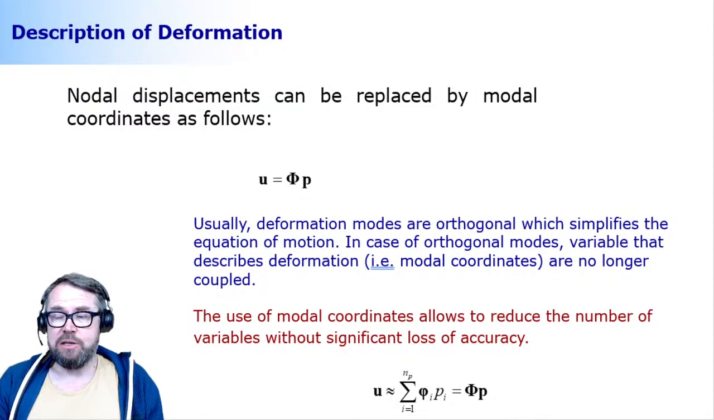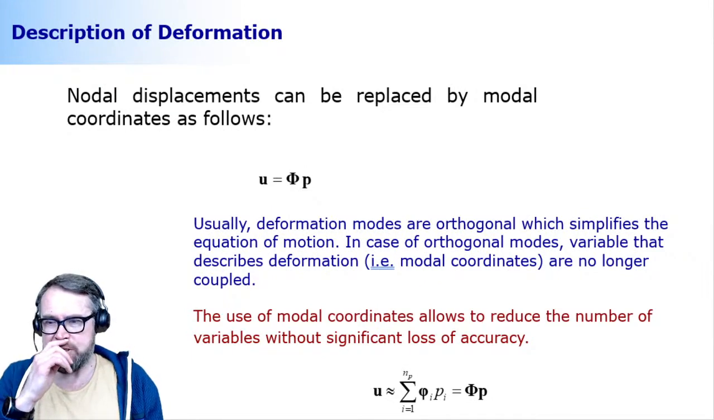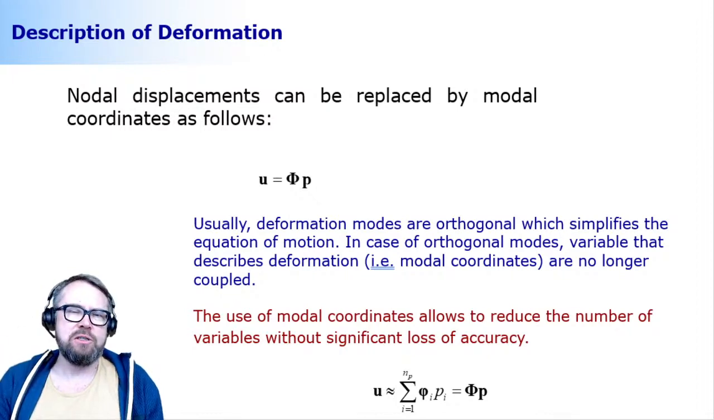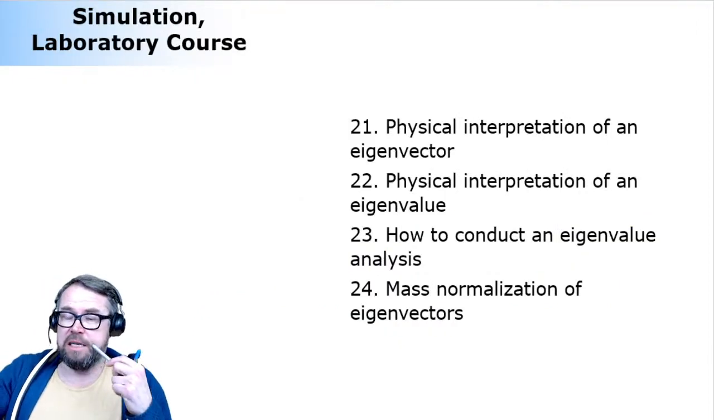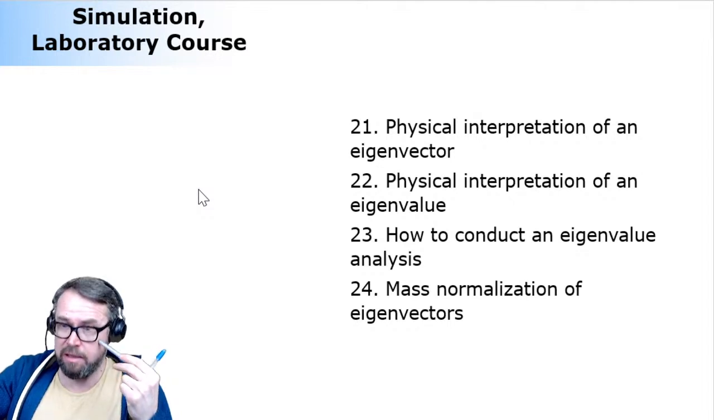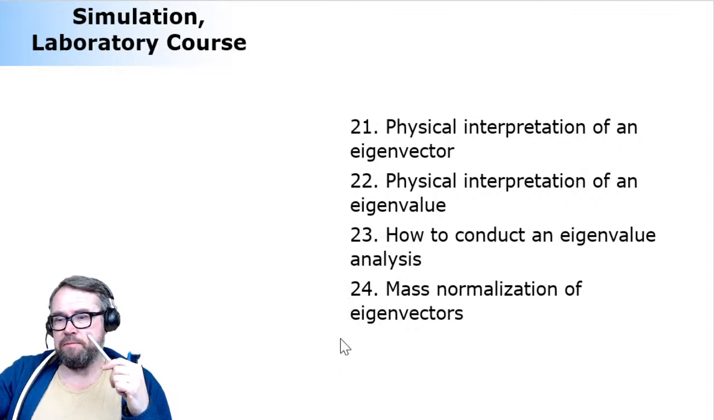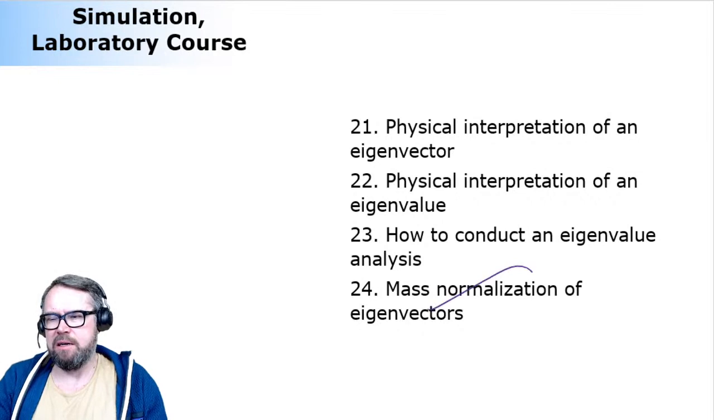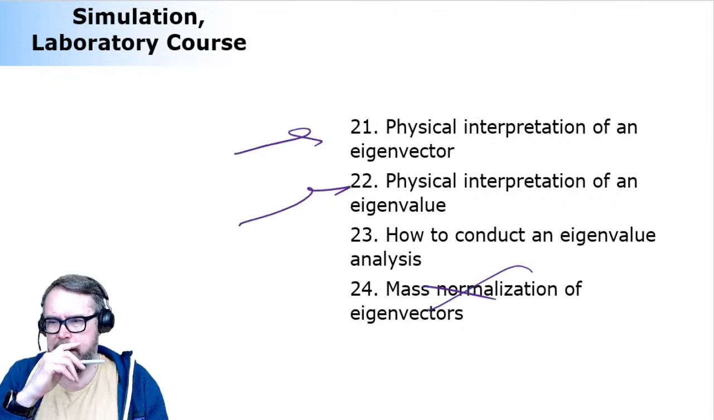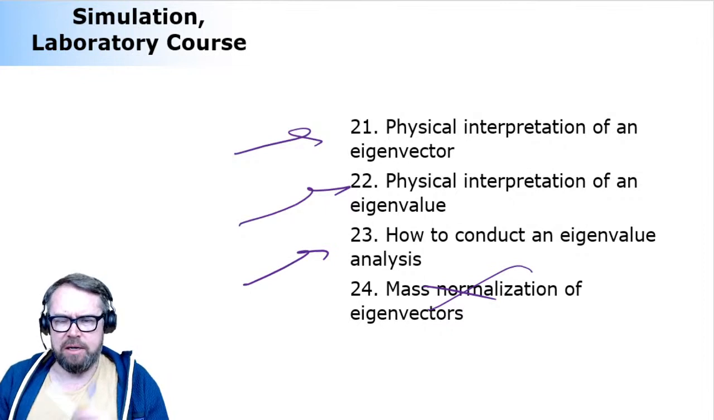And this is where we're going to take a look at the conventional vibration theory. We're going to look at the eigenvalue problem, eigenvalues, eigenvectors, what they are representing to us. How can you solve structural vibration problems? This is what we're going to do next week, Monday. And these are the questions: physical interpretation of eigenvector, physical interpretation of eigenvalue, how to conduct an eigenvalue analysis, mass normalization of eigenvectors. This is not so exciting, but this is exciting. This too is quite exciting as well.